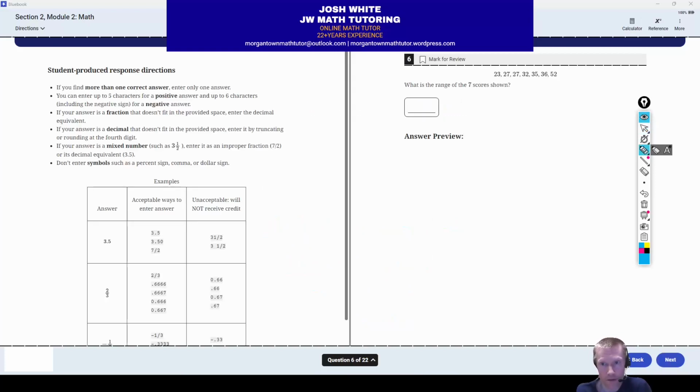All right, here we have a question where they just asked the range of these scores. So we're just going to subtract highest value minus lowest value. 52 minus 23. Correct answer is 29. That's it. Nothing more to do. We can move on to the next problem.